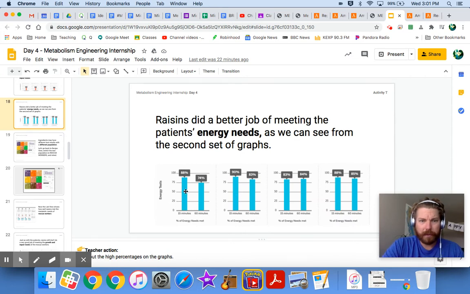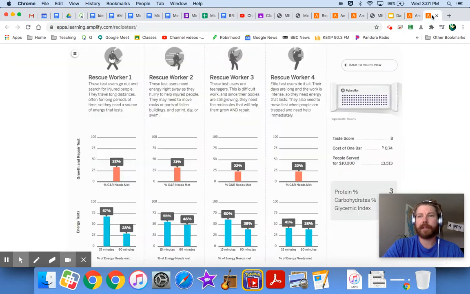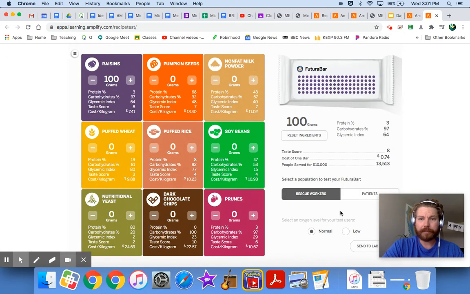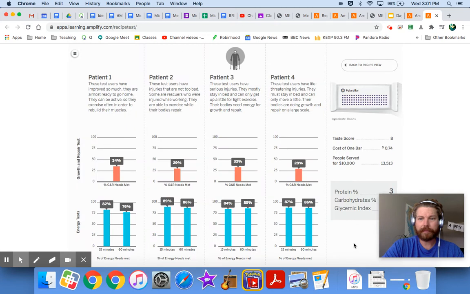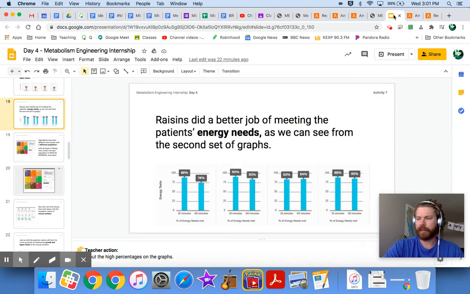Oh, wow, those graphs. Oh, they did patients. They did patients, I'm sorry. So if we go back, we select patients, and we send it to lab. Look, now we got the same results they did. That's handy. So we do see that for patients, yes, this really did a good job for energy, how much energy they need.